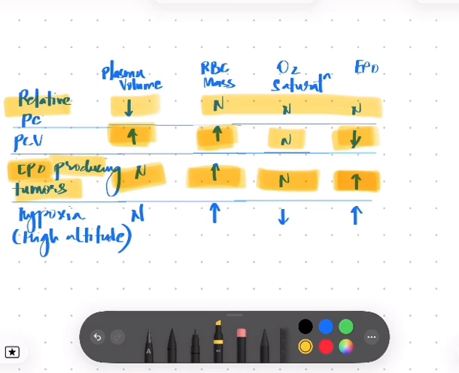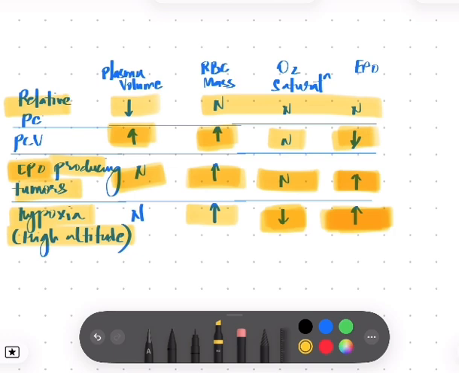Okay, then you have hypoxia, high altitude. So here you would have an increase in EPO and an increase in the RBC mass, and in hypoxia of course the O2 saturation will be low. Okay, this is compensatory because your body thinks or has actual hypoxia, so it is increasing EPO in response to the decrease in the O2 saturation.